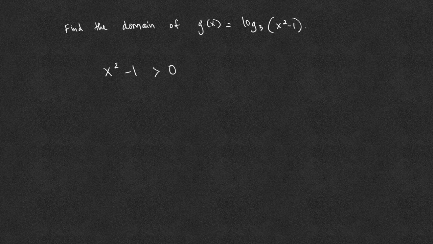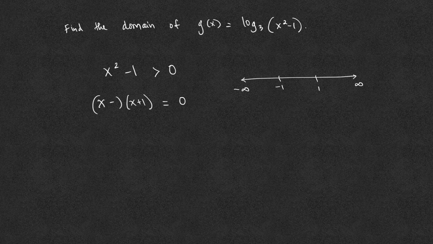greater than 0. And so this is now essentially solving a polynomial inequality, and we know how to do this. First, we factor the left-hand side, x minus 1 times x plus 1, and we pretend to solve for the 0 at first. We see that there are two zeros here. x is 1 and x is negative 1.